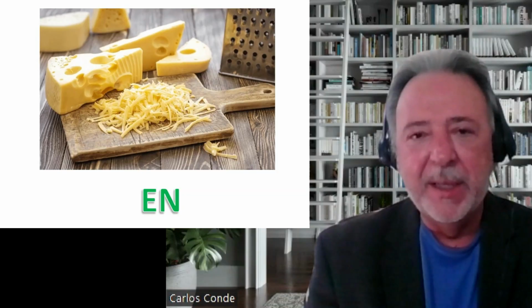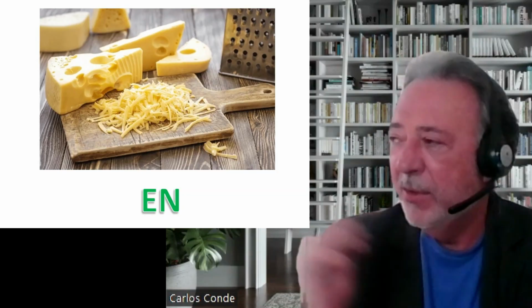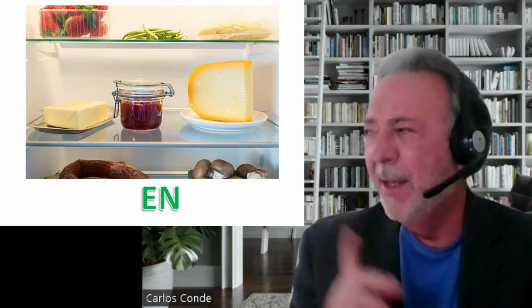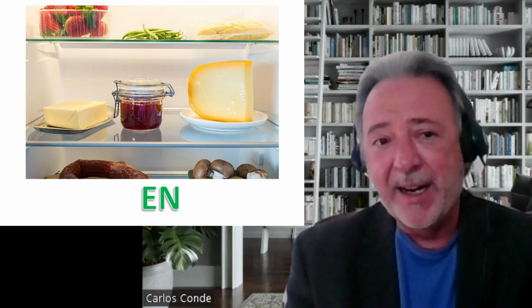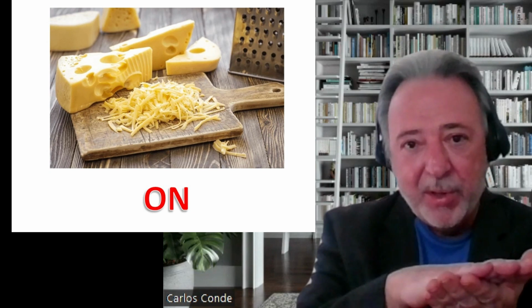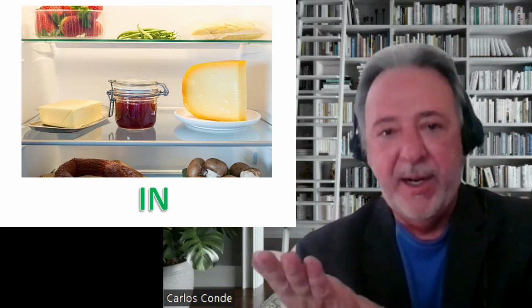Spanish is a very romantic language, but it's very simple. English is a little bit more precise, more specific. I'll give you an example. In Spanish, we would say, ¿Dónde pusiste el queso? Está en la mesa. ¿Dónde pusiste el queso? Está en el refrigerador. This concept makes no sense to someone that speaks English because we put the cheese on the table, but we put it in the refrigerator.